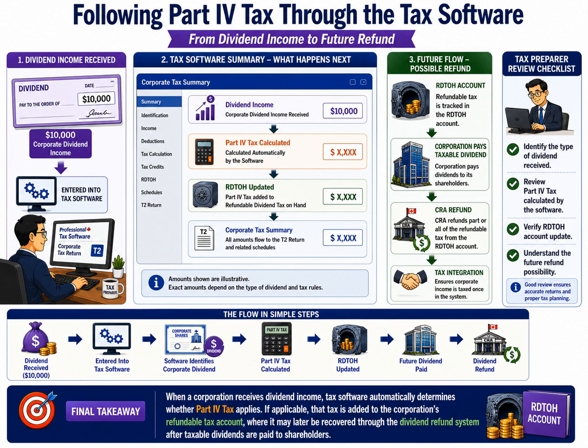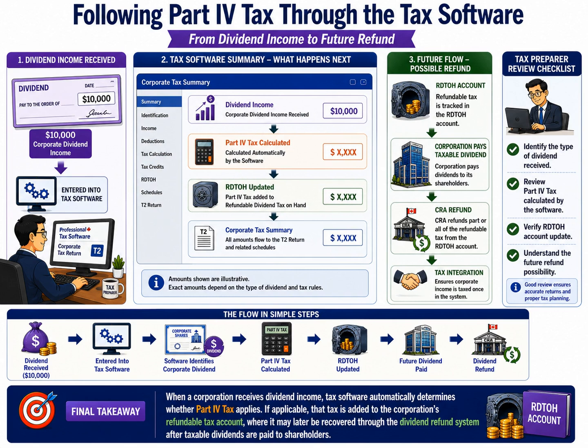The tax preparer doesn't perform this calculation manually. Instead, the software analyzes the dividend, applies the legislative rules, and determines the correct amount of Part 4 tax. Once calculated, the Part 4 tax becomes part of the corporation's tax results for the year. But here's the important point. Unlike many other corporate taxes, Part 4 tax is generally refundable.